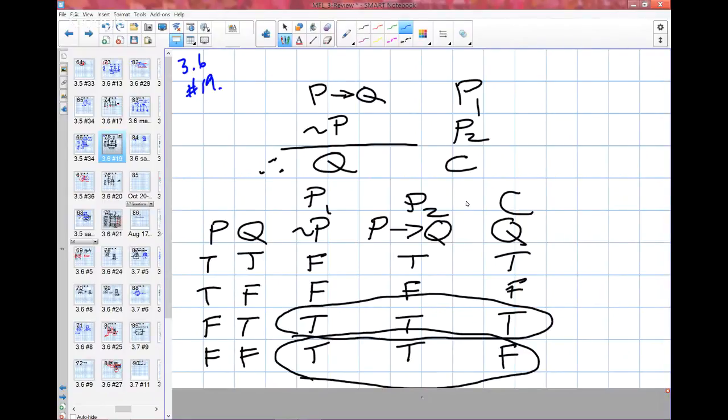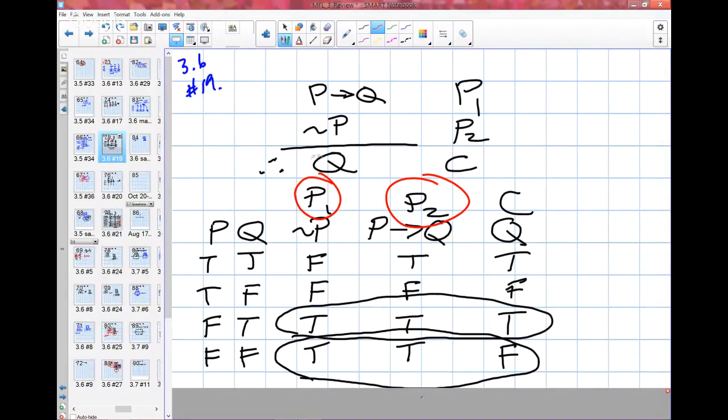Premises were simple. By the way, you'll notice I did swap the P1 and the P2. That doesn't matter as long as they're both up here. As long as you've got them both, it doesn't matter. For not P, that's just the opposite of the P, so all I had to do is reverse that: F, F, T, T.